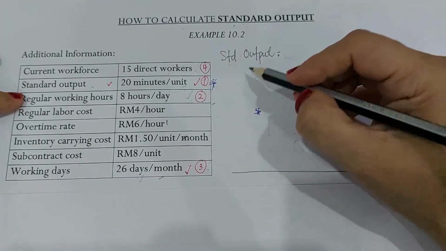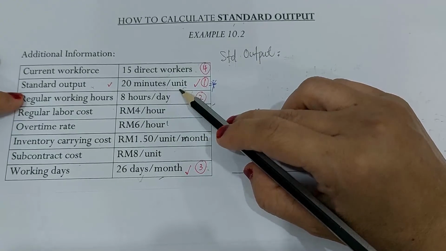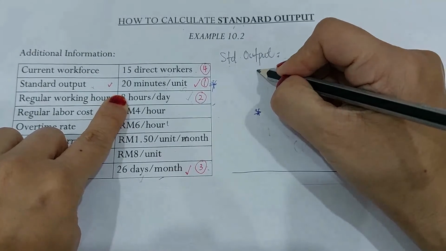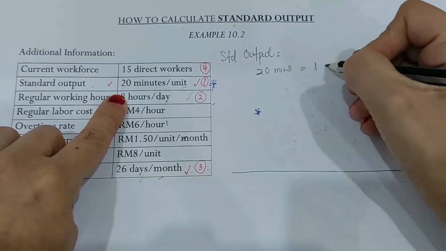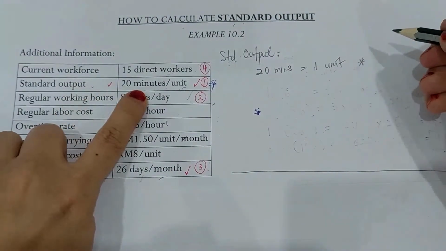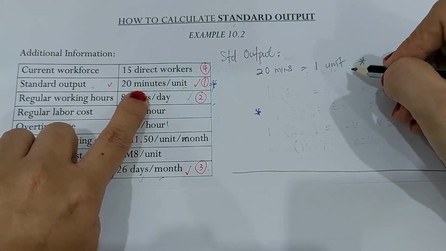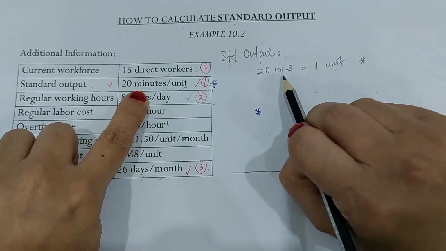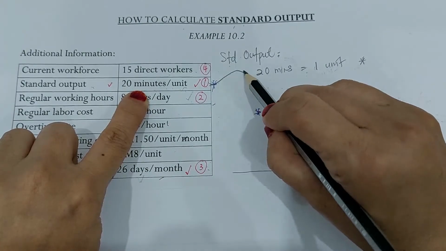Okay, so let's try to understand what is meant by standard output 20 minutes per unit. So cuba interpret maksud dia. So what it means is every 20 minutes, 1 unit will be produced. So this is the meaning of standard output 20 minutes per unit. So you have to interpret it correctly in order to get the correct standard output. Okay, from 20 minutes we can produce 1 unit, that comes directly from here.